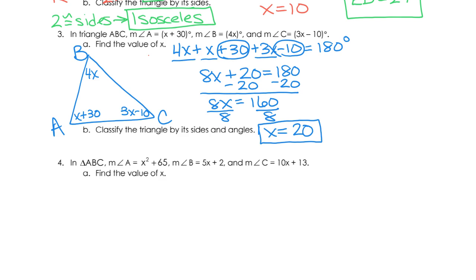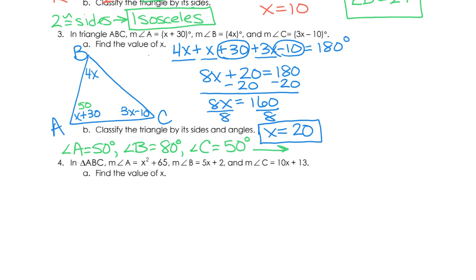However, part B says classify the triangle by its sides and angles, and we wouldn't be able to do that unless we know the measures of the angles. So we're going to have to plug in, even though they don't say to plug in. And angle A is 20 plus 30, which is 50 degrees. Angle B is 4 times 20, which is 80 degrees. And angle C would be 3 times 20, which is 60, and 60 minus 10 is 50.